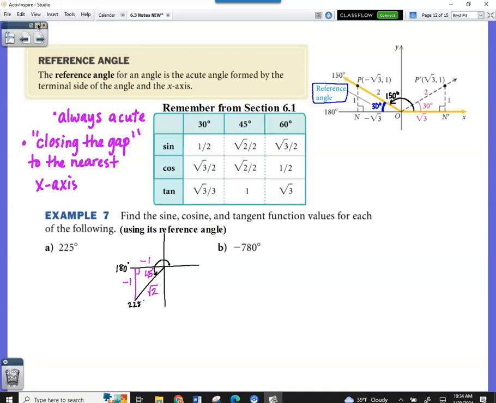Sine would be -1 over root 2, so I know it's negative. Then I go up here and I read, oh, it's root 2 over 2. So you would write sine 225 equals negative root 2 over 2. Cosine would also be negative root 2 over 2, because it was isosceles. Tangent should be positive 1.